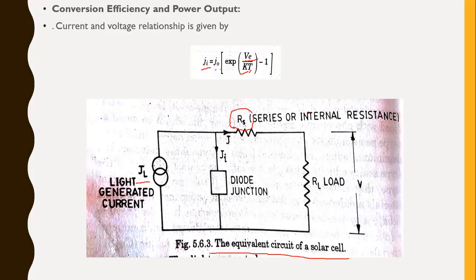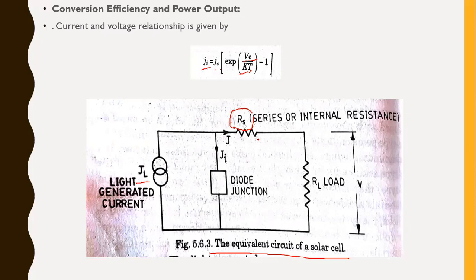This internal series resistance R_S is mostly due to the high sheet resistance of the diffuser layer. This is having some resistance, so the sheet resistance of the diffuser layer is R_S. This is in series with the junction, so that's why it is kept in series with the junction.